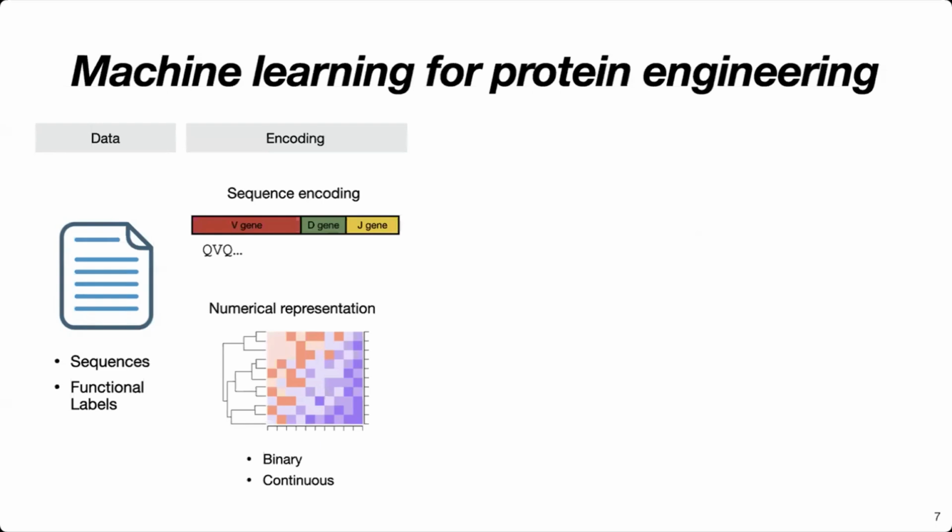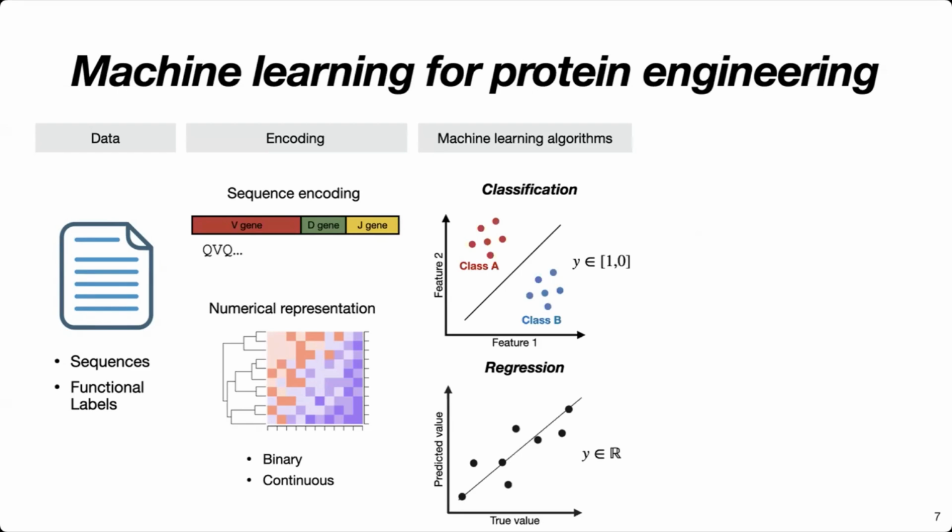So to make the amino acid sequence, let's say, machine readable, it needs to be encoded as numerical features, which could either be done as one-hot encoding, a binary representation, or other continuous representations of this amino acid sequence. Depending on the label that one wants to predict, one can use classification algorithms, for example, to predict binary labels like binding or not binding, or one can use regression models to predict continuous values, such as, for example, affinity or other developability properties.